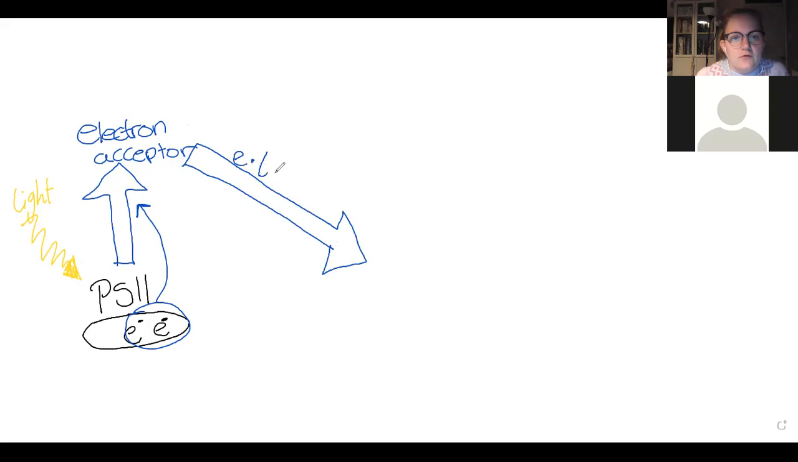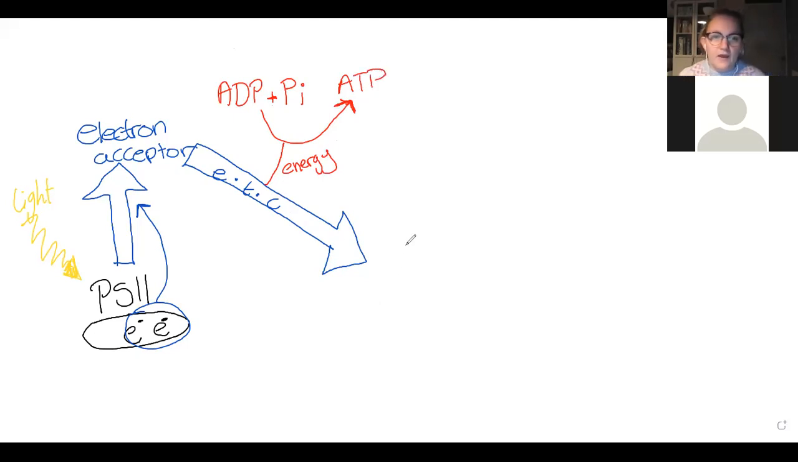I'm going to write that here. That's our electron transport chain. As these electrons pass down the electron transport chain, they lose energy. As they lose energy, this can happen: we've got some ADP and some inorganic phosphate, and they can join from the energy provided by those electrons losing energy down the chain. That's our energy, and they make ATP. So that is the first part.